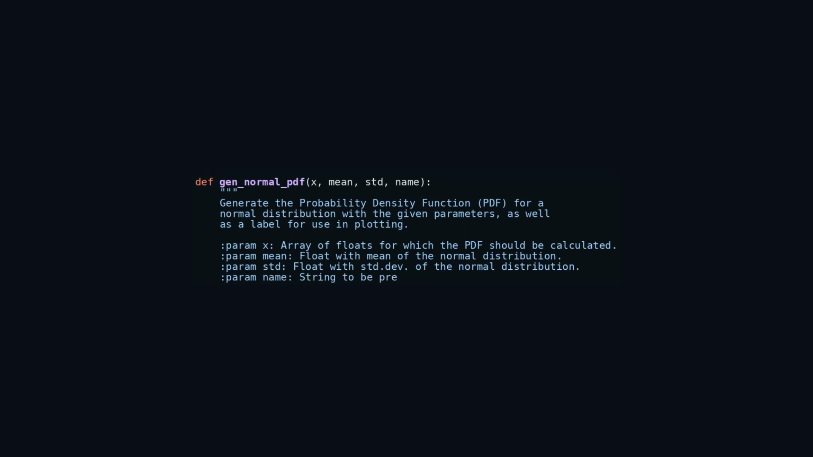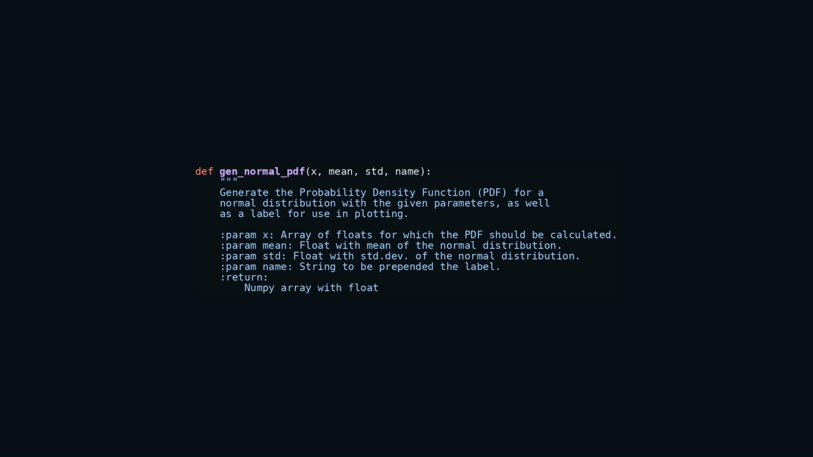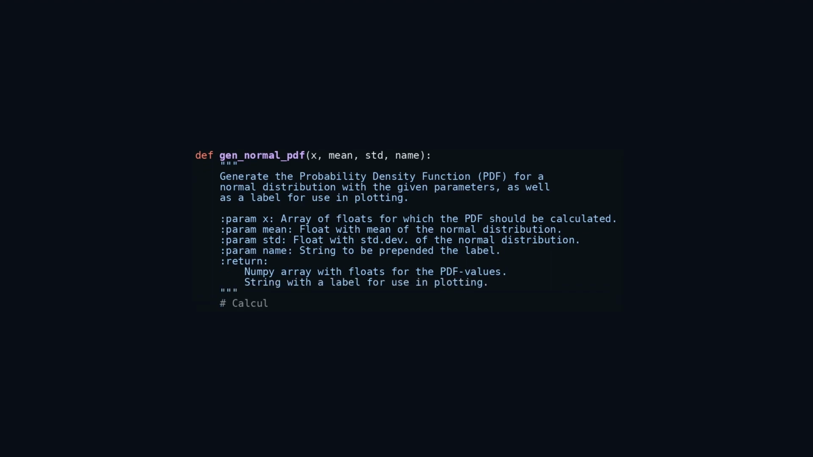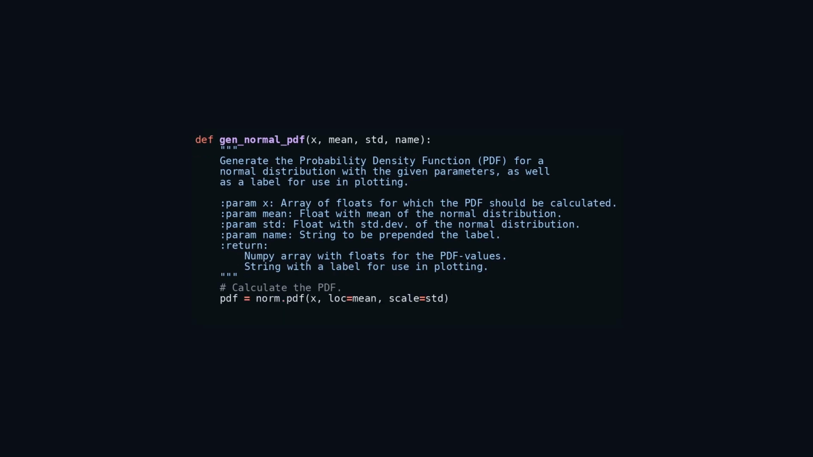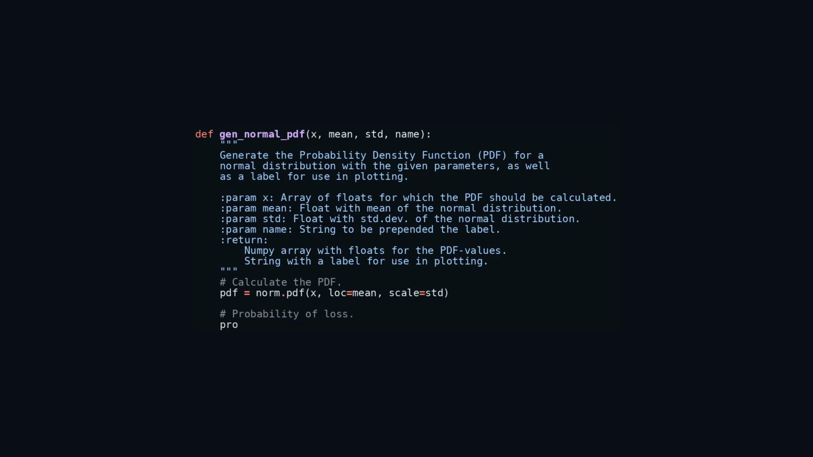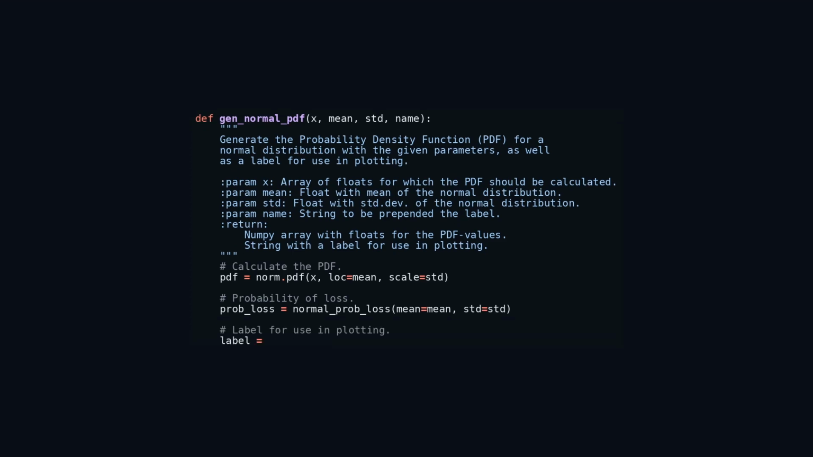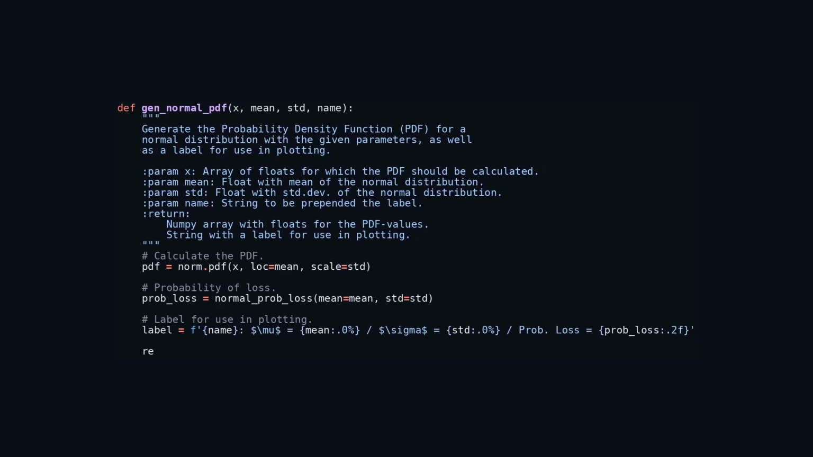Then, it calls another function, normalProbLoss, to calculate the probability of loss using the given mean and standard deviation. After that, it constructs a label that includes the name, mean, standard deviation, and the computed probability of loss, intended for use in plotting. The function returns a tuple containing two elements: a numpy array with the calculated PDF values and a string label for plotting. This encapsulated approach facilitates generating PDF values for normal distributions and creating descriptive labels, easing the visualization and analysis of data distributions in statistical and data analysis tasks.